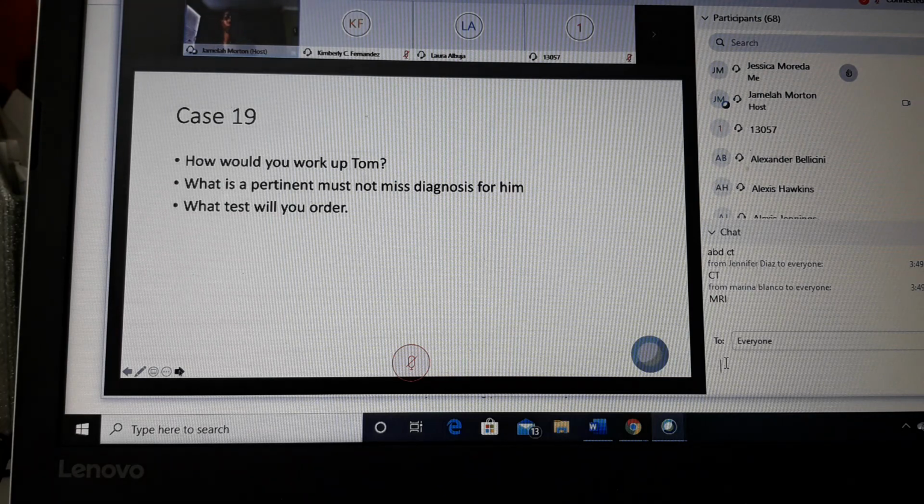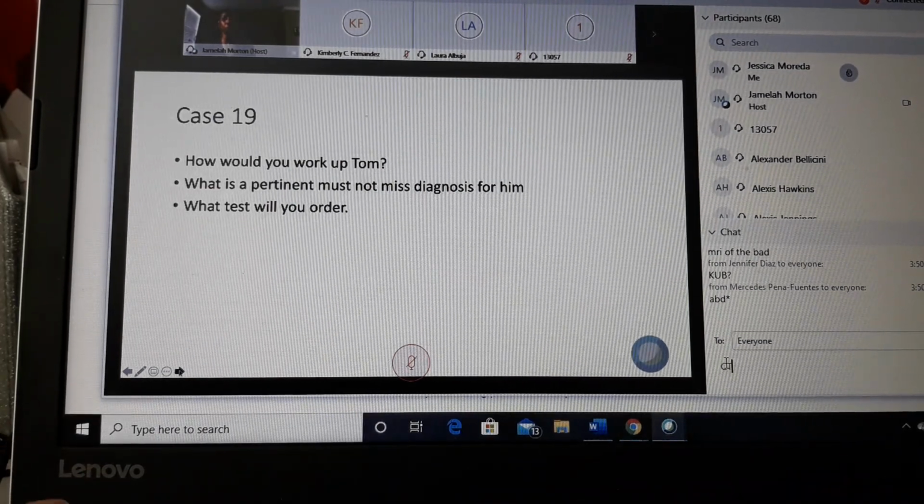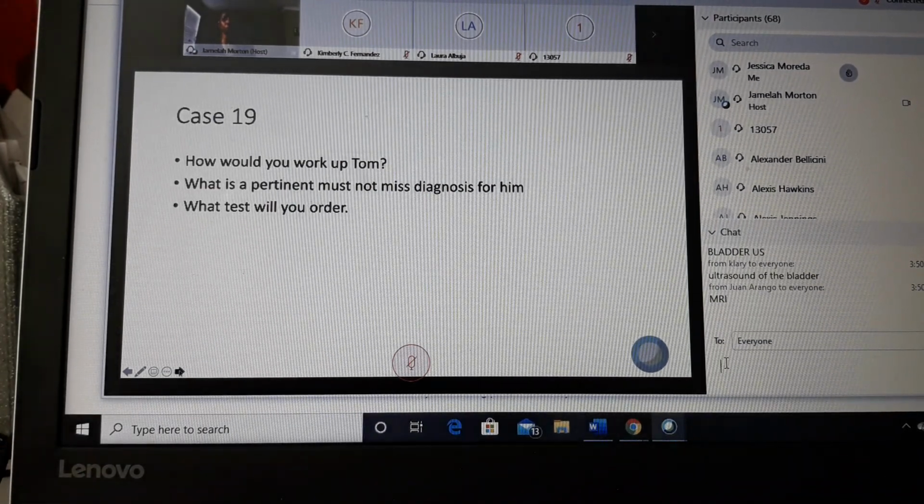Yeah, and they're saying abdominal CT, and MRI. Okay. What would we do first? What would you CT first? Rule out any abdominal obstruction. CT. Okay, you can do that.